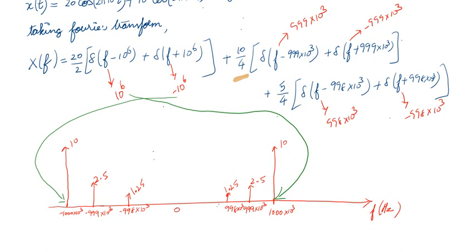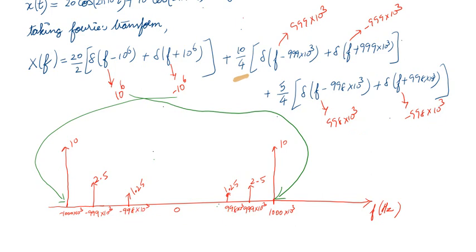Right, so what are the components? 999 into 10 power 3 is here, and minus 999 into 10 power 3 is here. Amplitude is 10 by 4, which is 2.5. Here it is 5 by 4, which is 1.25. Where does it exist? At 998 into 10 to the power 3, and minus 998 into 10 power 3 is here.